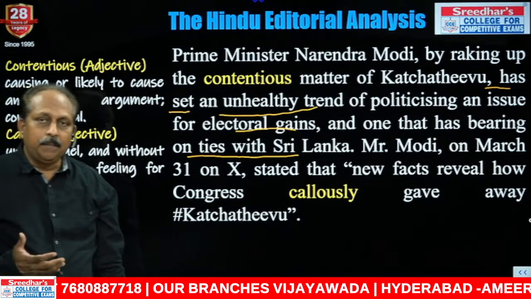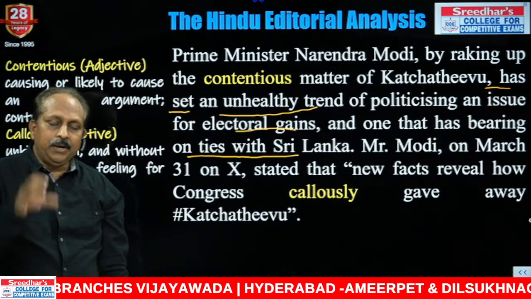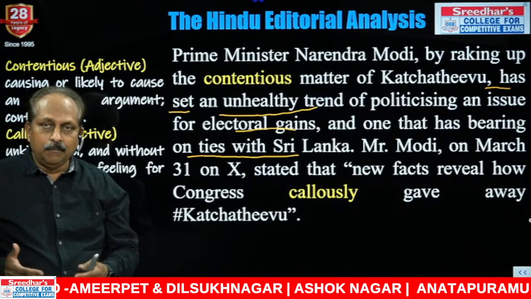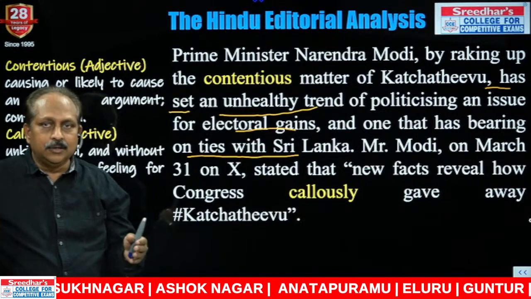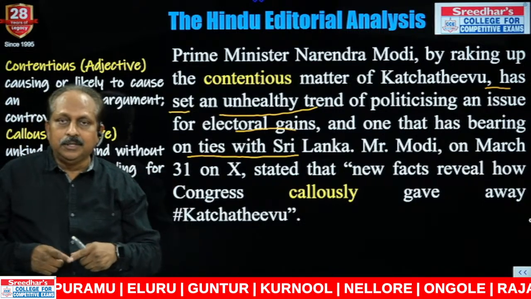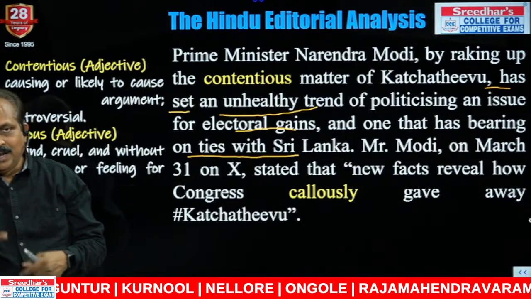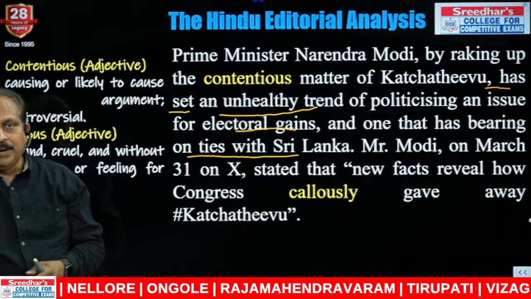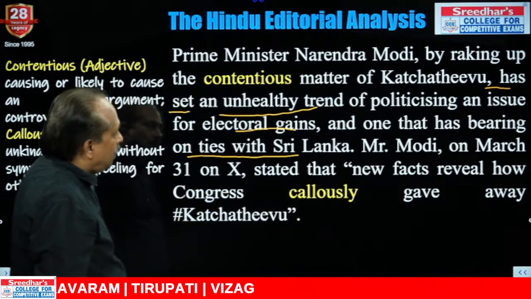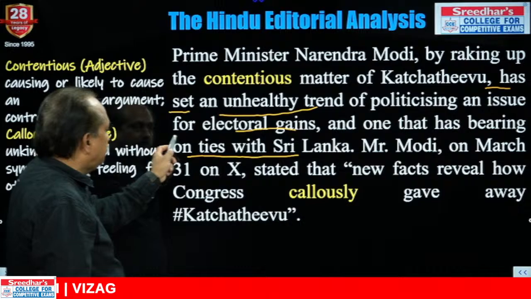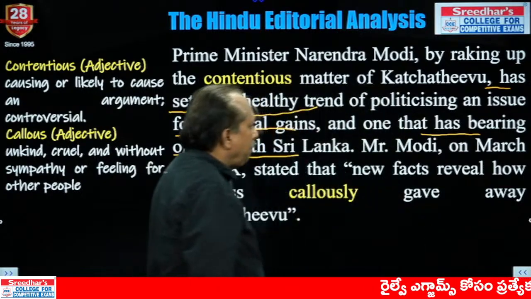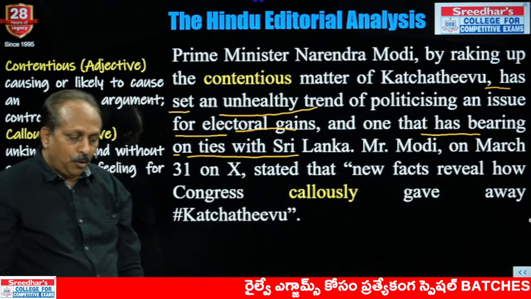Generally, politicians, political parties, what they try to do before elections, they take a particular controversial issue, they try to politicize that so that the party gets benefited for political gains. To that extent, everyone does. All the political parties usually resort to something like that. But as long as it is within the country, not a big deal. But here, raking up a controversial issue that may affect the ties between two countries, that is, the editorial opines, not a good thing, has set an unhealthy trend of politicizing an issue for electoral gains, and one that has impact on ties with Sri Lanka. That is a problem here.